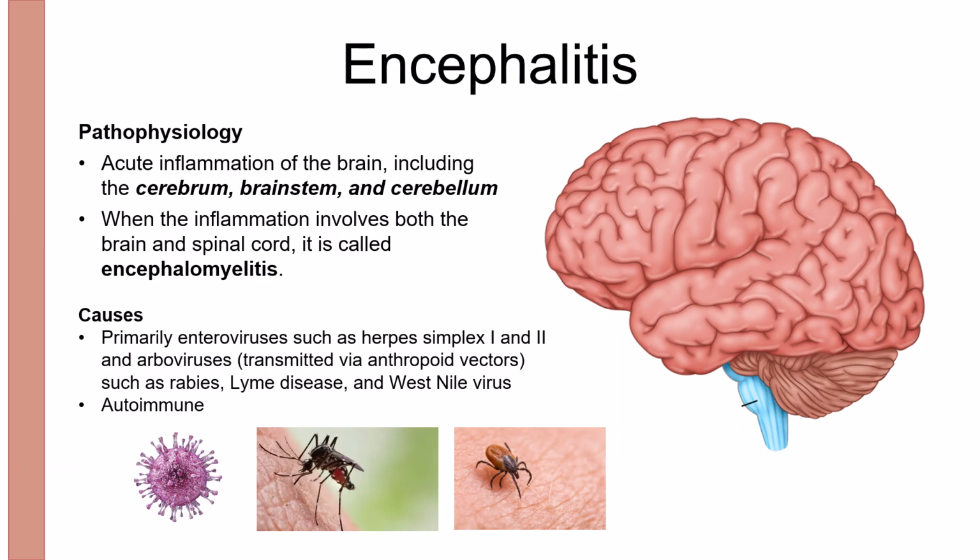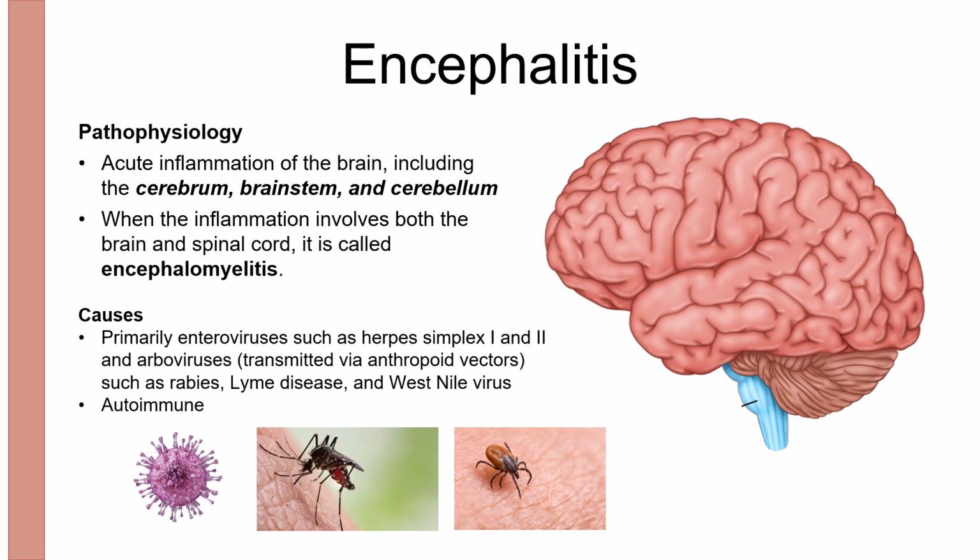Encephalitis is a serious inflammation of the brain. Unlike meningitis, which affects the protective layers around the brain and spinal cord, encephalitis actually involves the brain tissue itself, and that includes the cerebrum, brainstem, and cerebellum. Sometimes, when both the brain and spinal cord are inflamed, we call it encephalomyelitis.